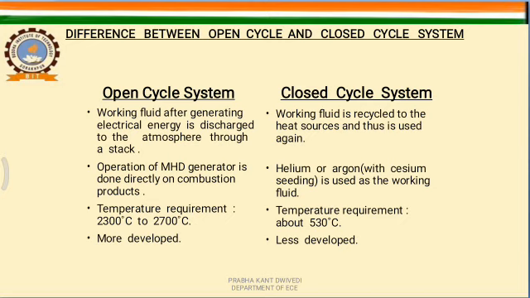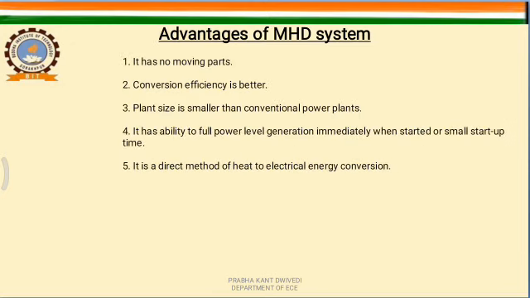It means the closed cycle system requires a heat exchanger where the heated air is used to heat the helium or argon gases. The temperature requirement for the open cycle system is 2300 degrees centigrade to 2700 degrees centigrade, whereas the closed cycle system works at a lower temperature of around 530 degrees centigrade. The open cycle system is more deployed, whereas closed cycle systems are less deployed.